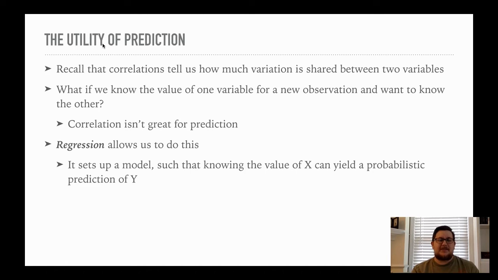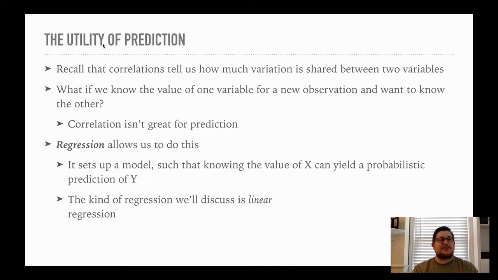Okay, it sets up a model such that knowing the value of x can yield a probabilistic prediction of y. And of course, as I've mentioned, we're going to be using the linear model. All right, so if you take the equation for a line that you're all familiar with, y equals mx plus b, right? And you know the value of x, and you've estimated the values of m, the slope, and b, the intercept, then you can calculate a predicted value of y, okay?